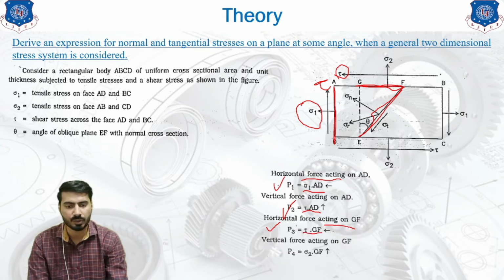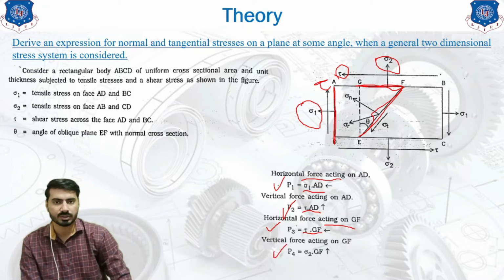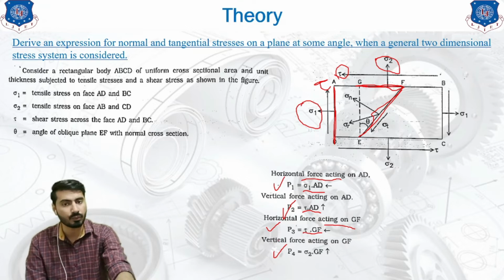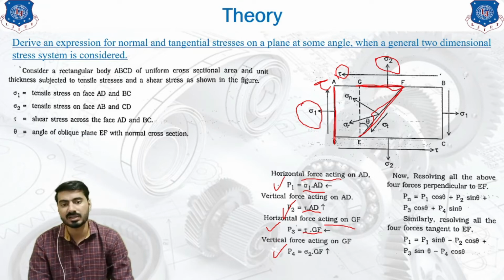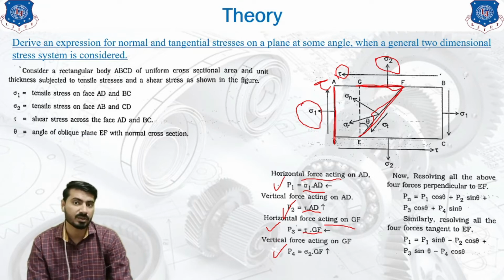Similarly, if you want to find out the vertical stress, then this stress is going in a vertical direction. So P4 equals sigma 2 into GF. So this is how we have calculated each and every force, not stresses, forces. Now what we are going to do, we are going to resolve all these forces in two particular directions.